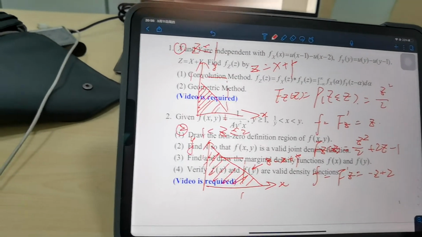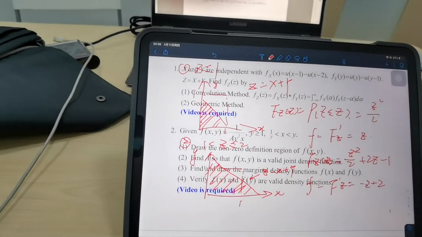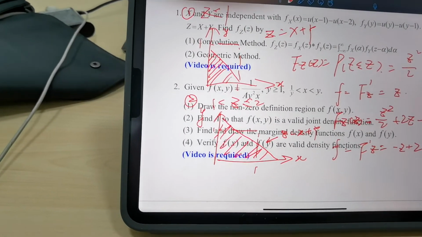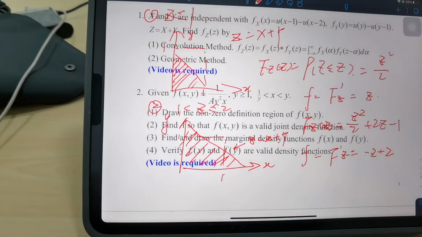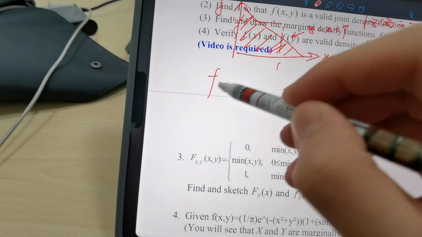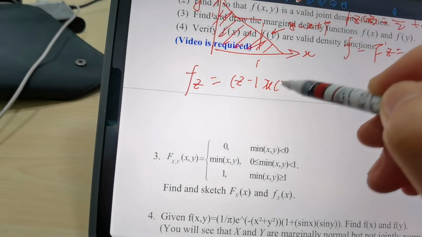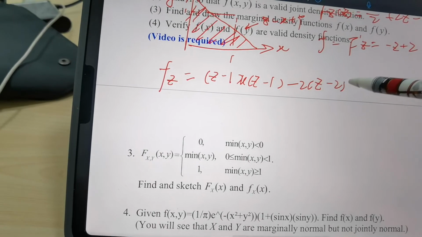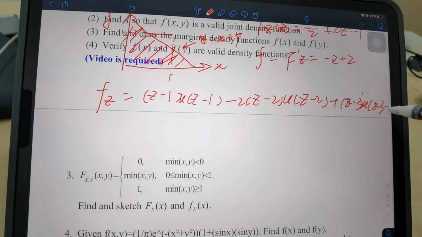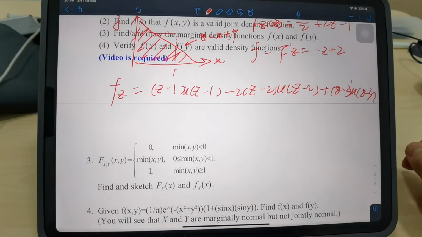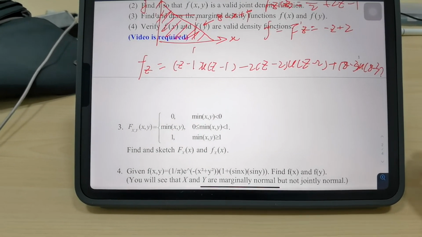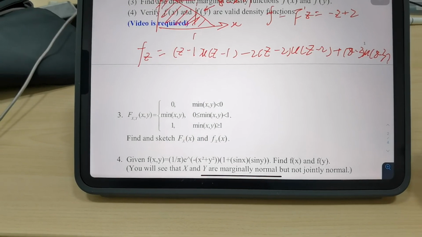and for Z larger than 2, we can see it's totally out of the square. So the probability function of Z is 1, and the density function of Z is 0. So we can get F_Z easily by this. Okay, it is the same as question 1. So we can see that the graph method, or the geometric method, is much easier than the convolution method.